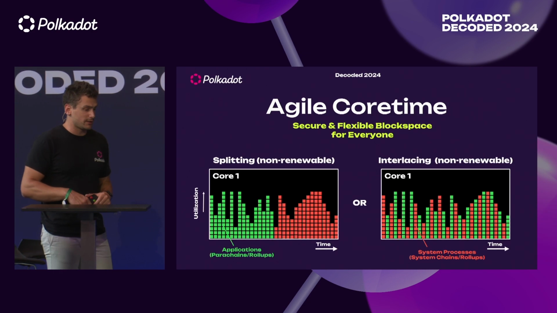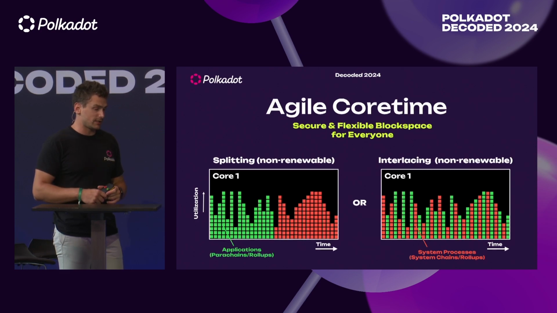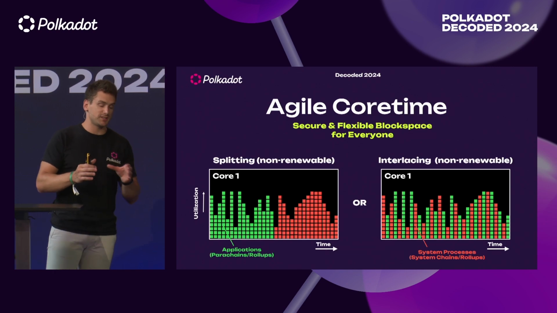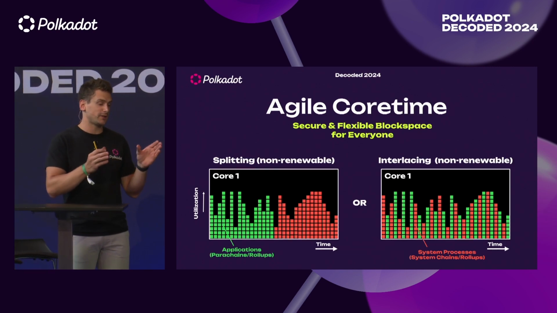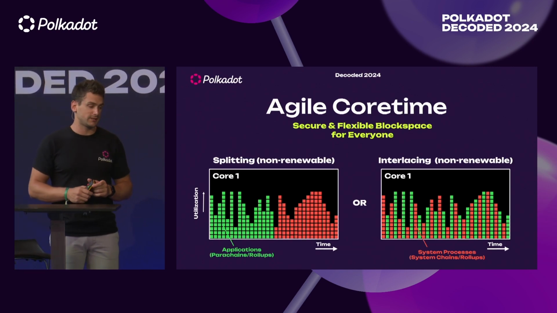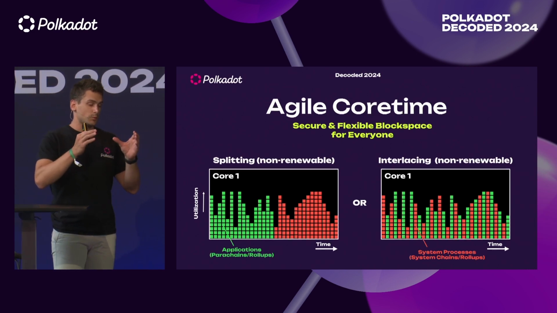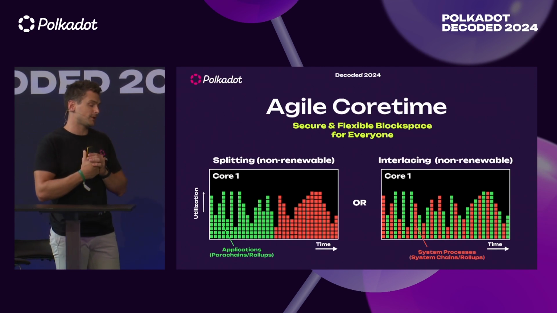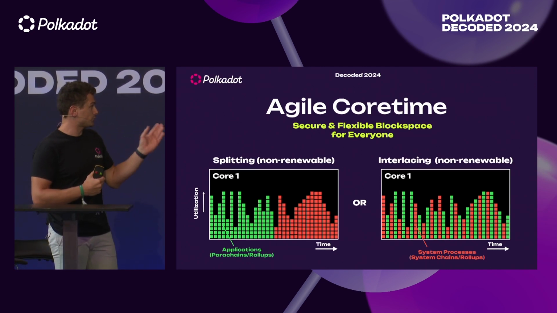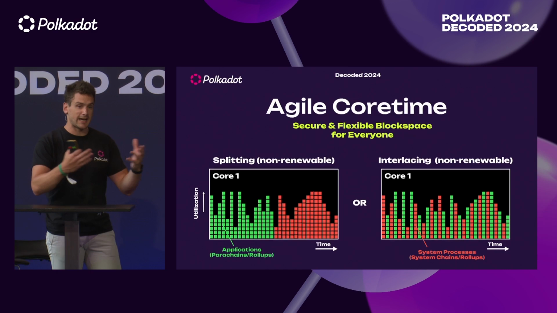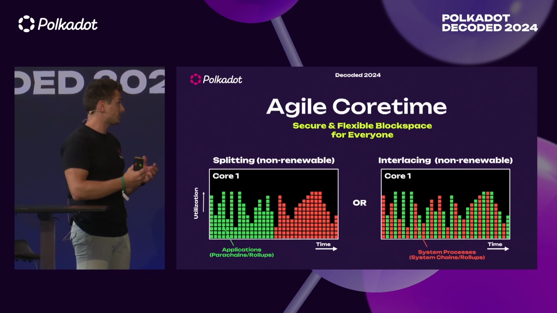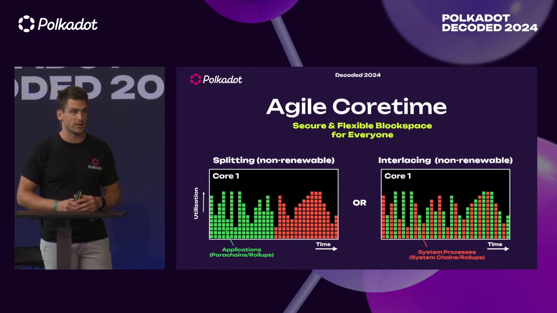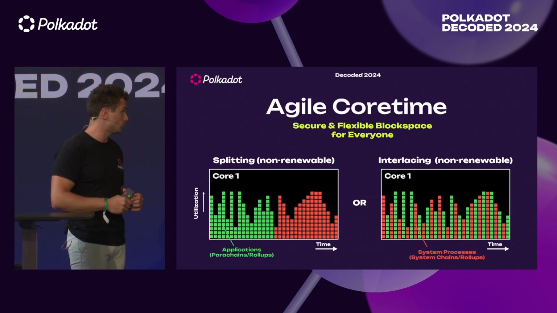A new thing that is coming is Agile Core Time. Agile Core Time will no longer have this fixed partition. We will not have one parachain, one core anymore, but it will be possible to use a core and split it between different chains. For example, I am a chain. I want to use core 1. So I buy time on this core. And then at a certain point, I realize I don't need it anymore. I split it, and I sell it to another chain. And that chain can connect directly to core 1.